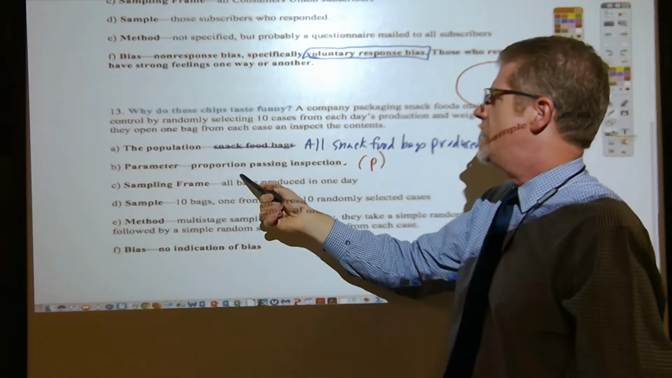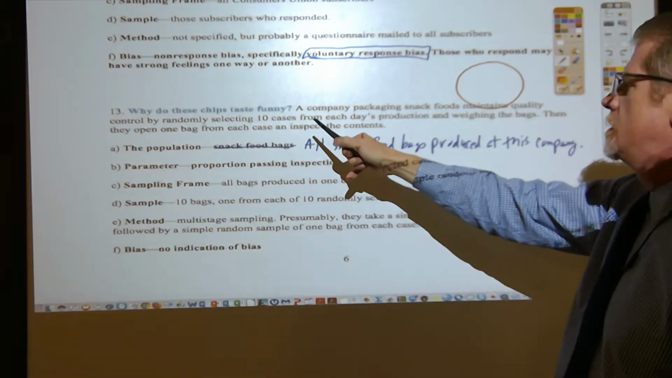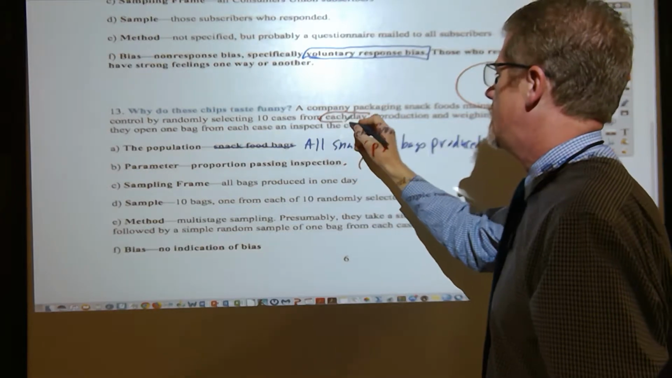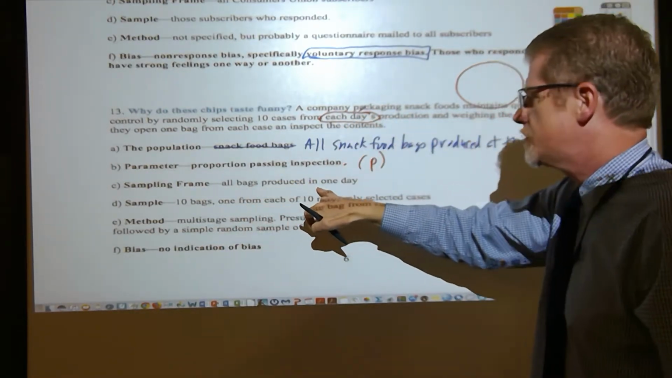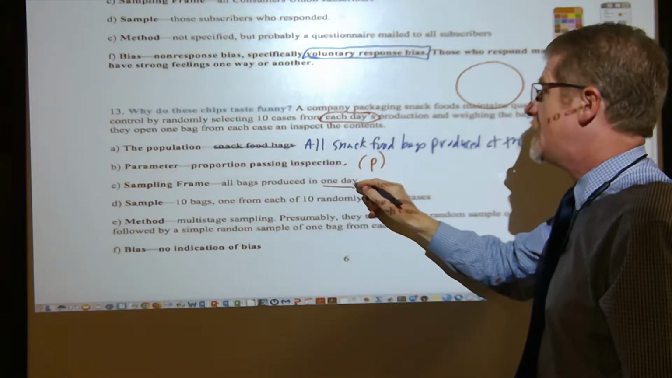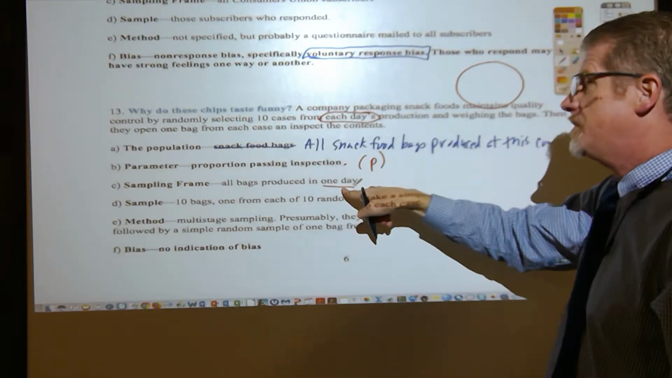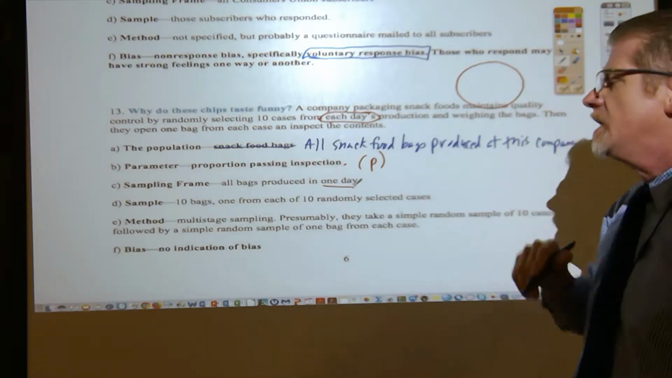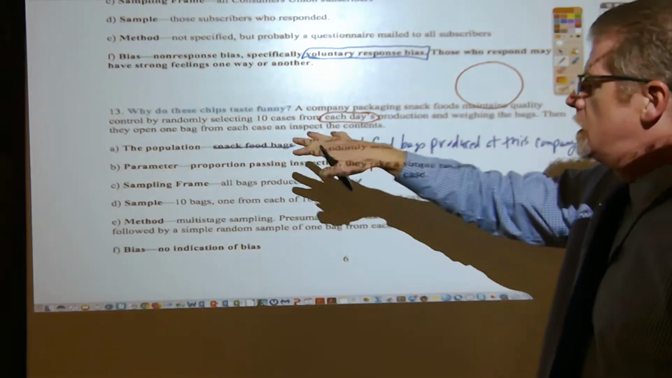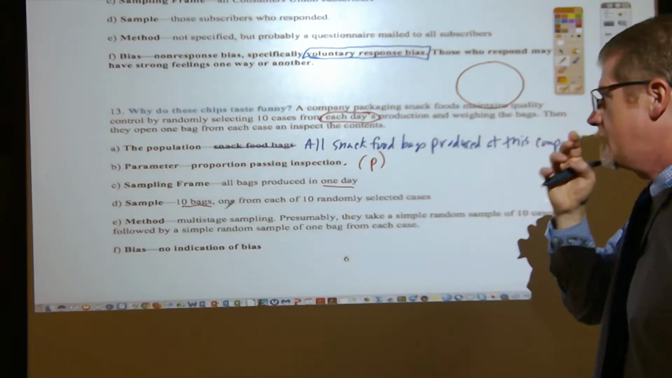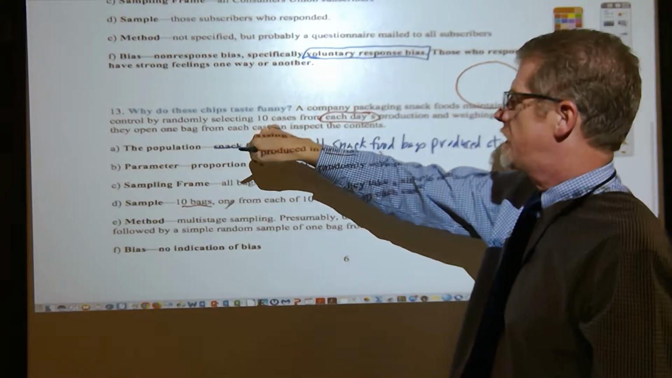The sampling frame is, from each day's production. So the sampling frame is all of the bags produced by this company in one day, because the word daily tells you the sampling frame. The sample is, well, they tell you what the sample is too. It's 10 bags, because they told you they took one bag from each case.